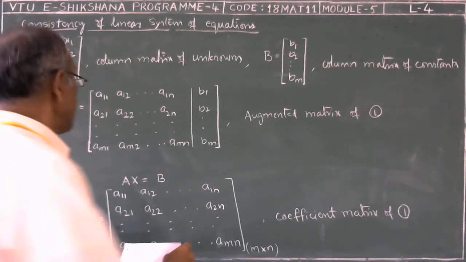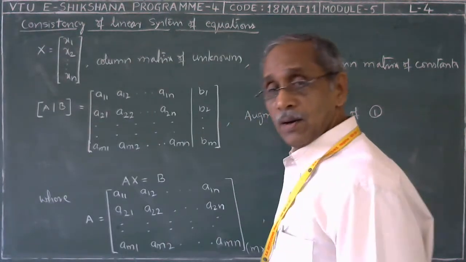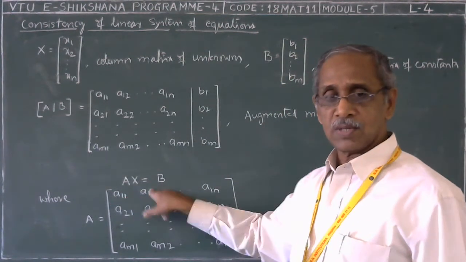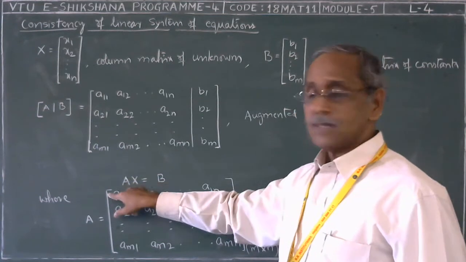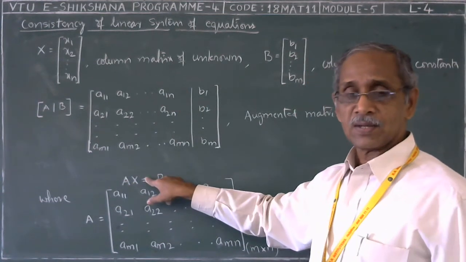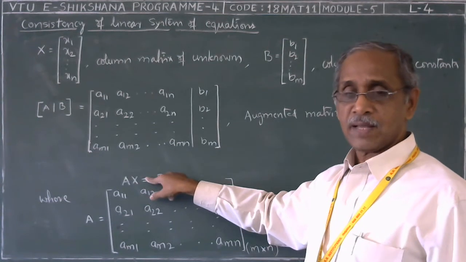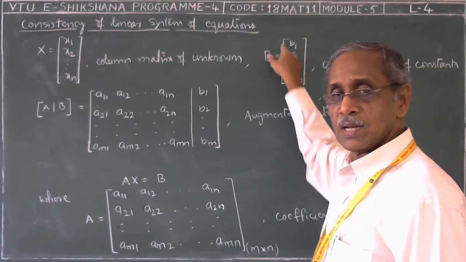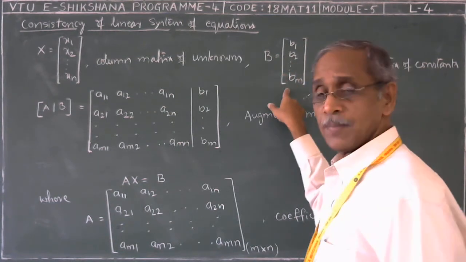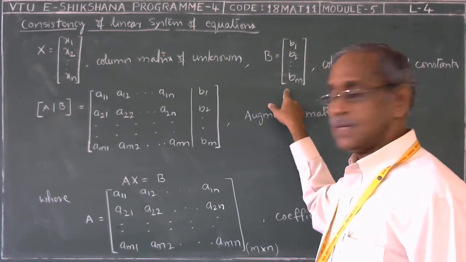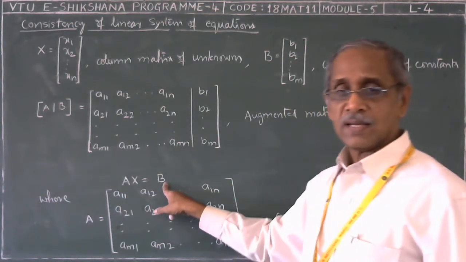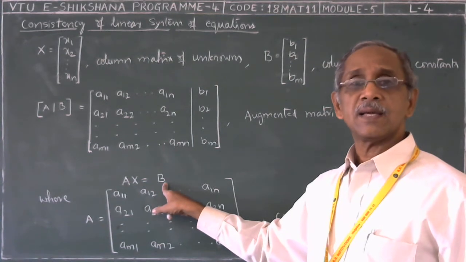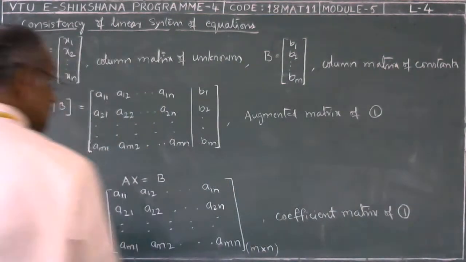If B1, B2, Bm are all equal to 0, then our equations become Ax is equal to 0. Such a system of linear equations is called a homogeneous system of linear equations. If any one of the entries in the B matrix, either B1 or B2 or Bm, is not equal to 0, then Ax is equal to B is called a system of non-homogeneous linear equations. Let me mention that.